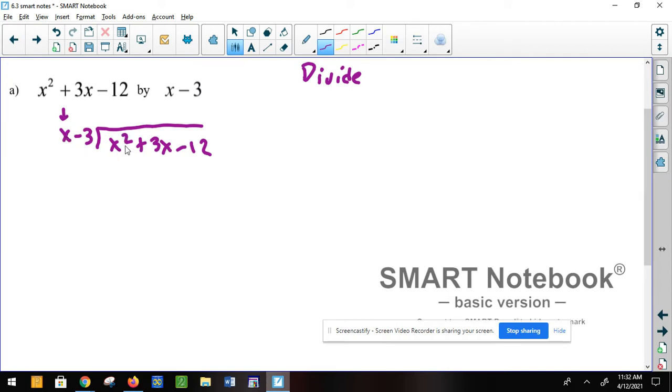How many times does x go into x squared? In other words, it's x squared divided by x. If you take an x out of both, the answer is x. So we're going to put that linear part of the quotient above the linear part of the dividend. Now we multiply. X times x is x squared. X times negative 3 is negative 3x.